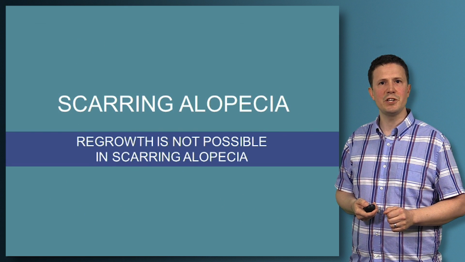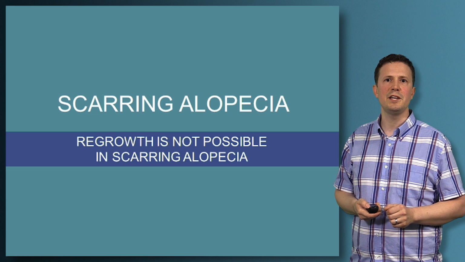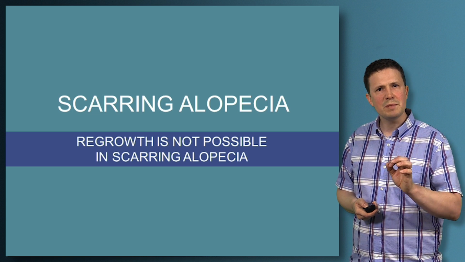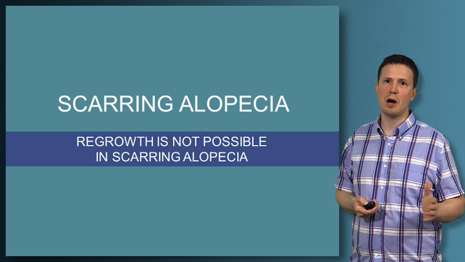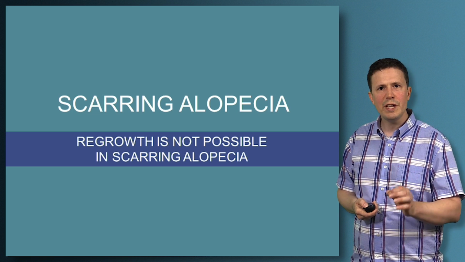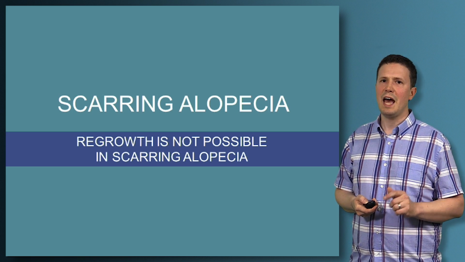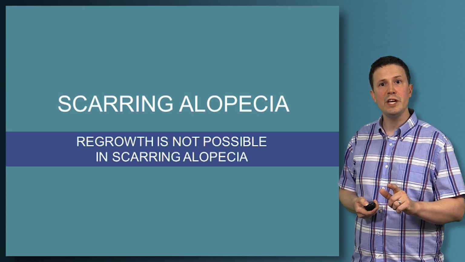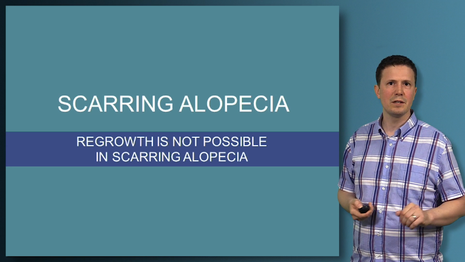In scarring alopecia, the important point that I'd like you to remember is that regrowth is not possible. We can sometimes stop the condition and stop it from getting worse, but regrowth is usually not possible. And that differs from the non-scarring conditions, where we can often regrow the hair to some extent with treatment.